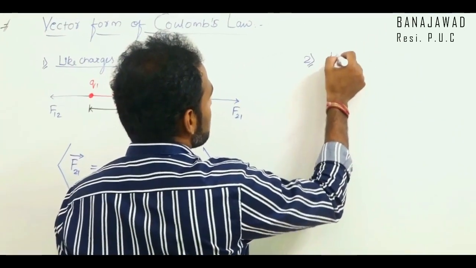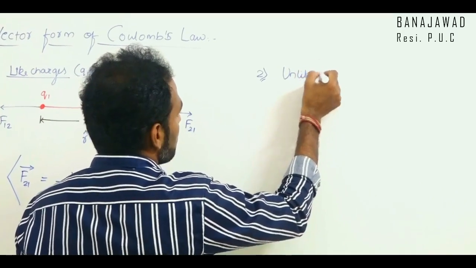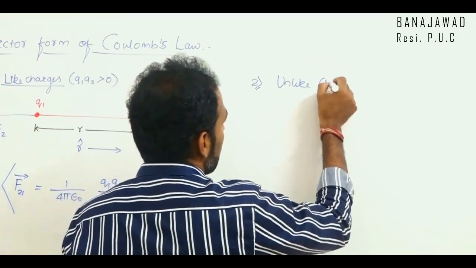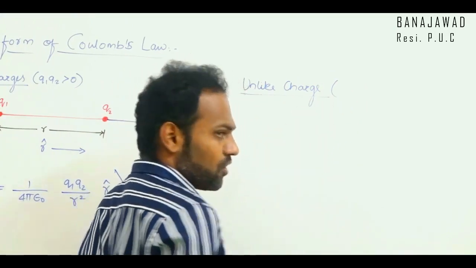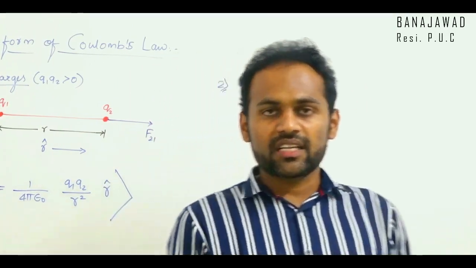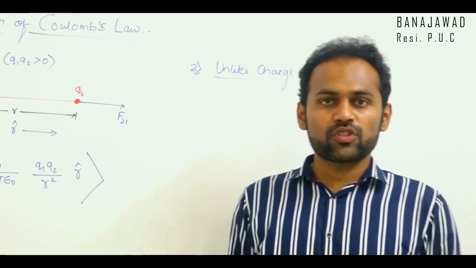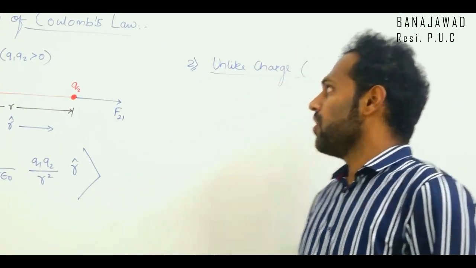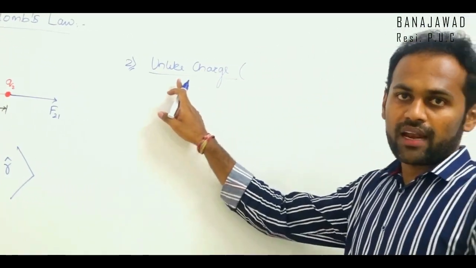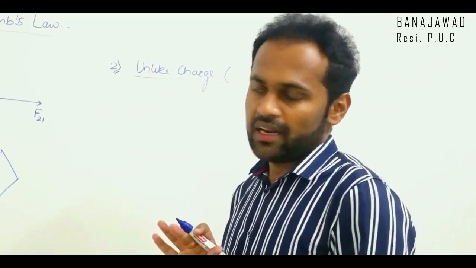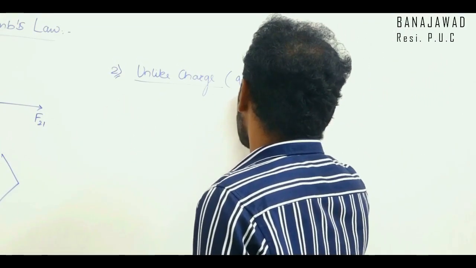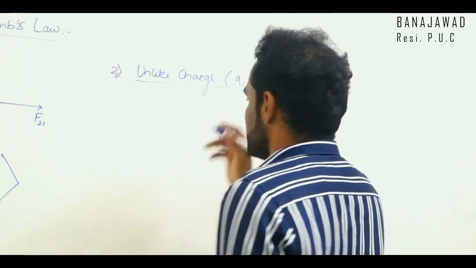Second one is unlike charges. So what if the charges are unlike? If the charges are like, then there will be a force of repulsion. If the charges are unlike, then there will be a force of attraction. Okay, so we are going to know about unlike charges now. Unlike charges means one is positive, another one is negative. That's why the product of Q1 and Q2 will be less than 0 here.